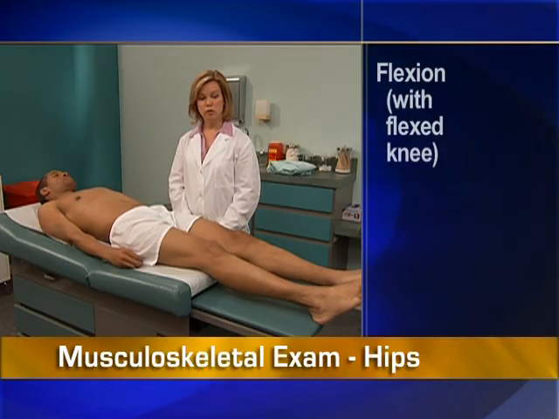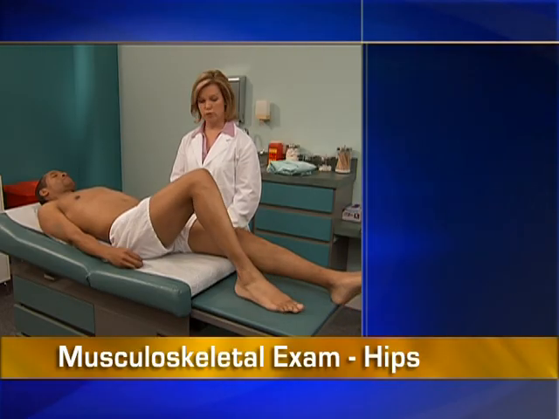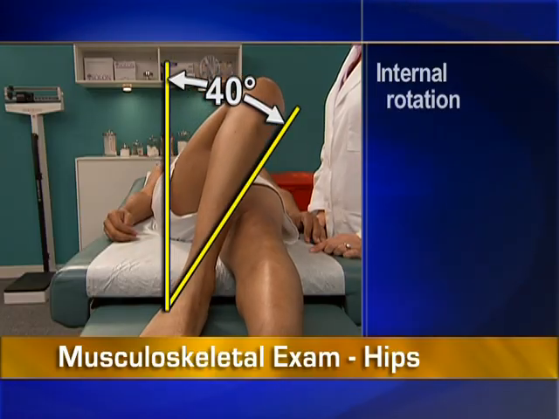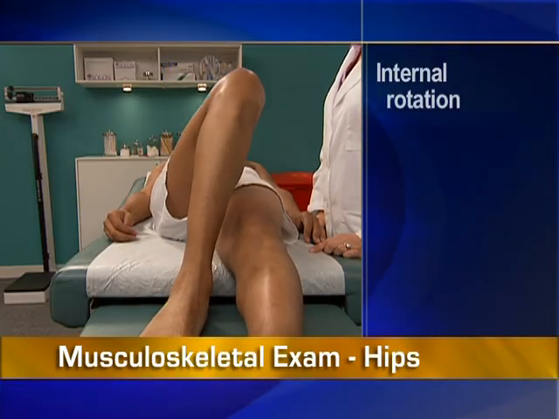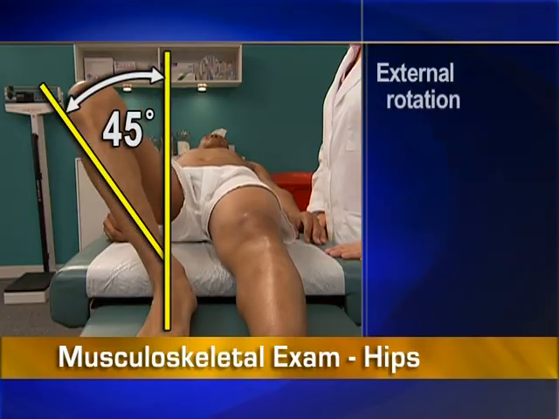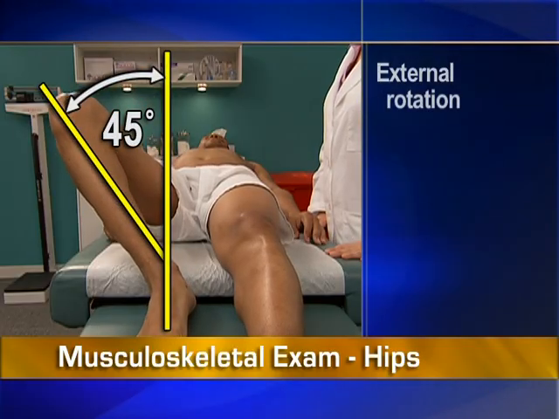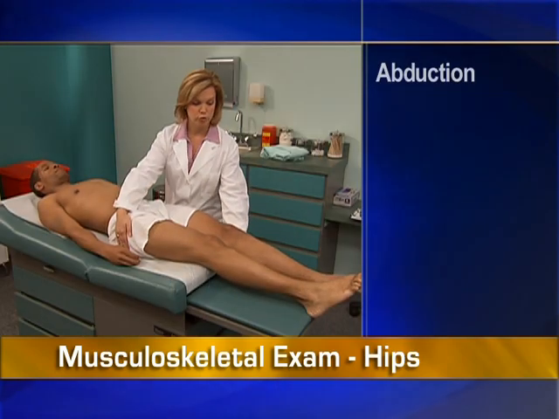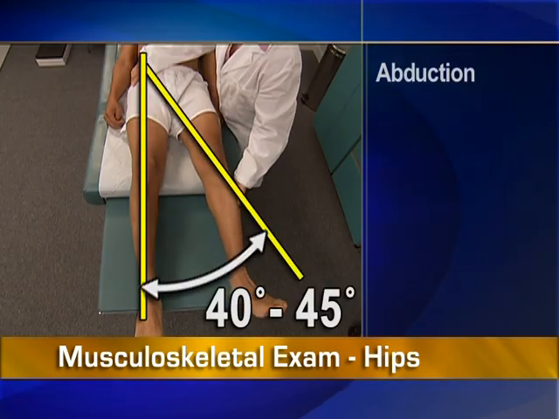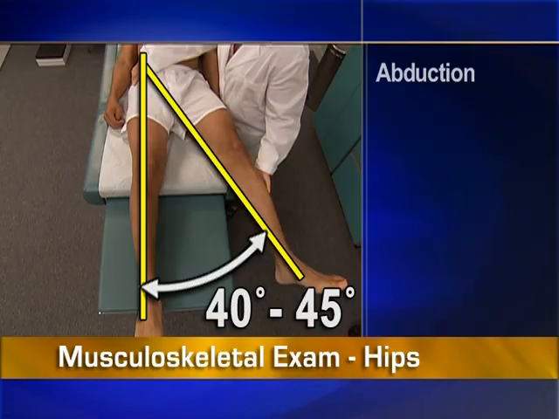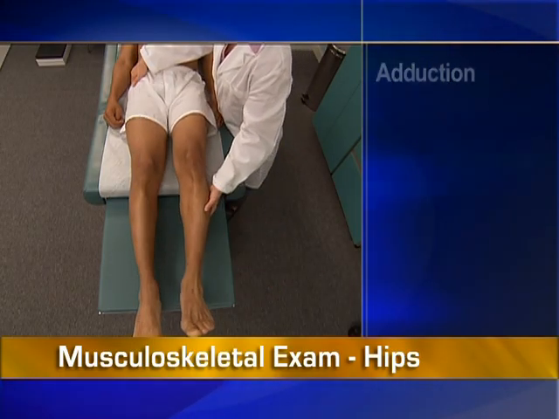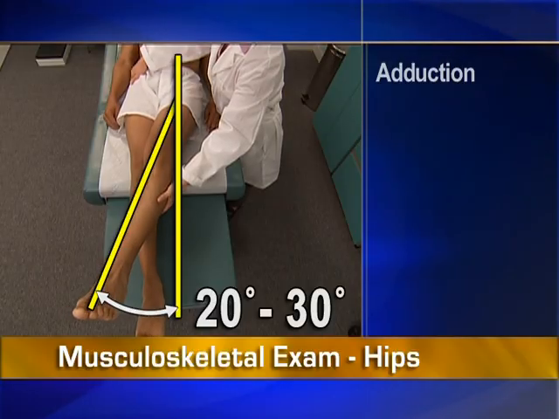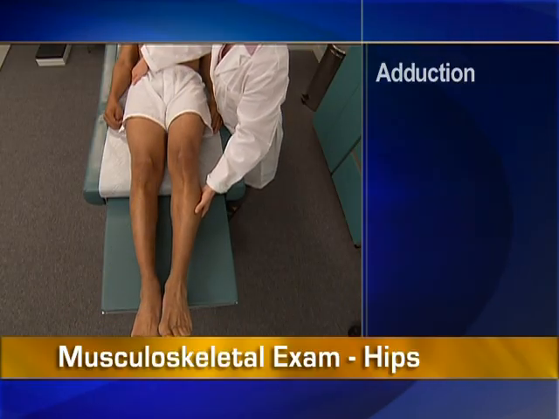Now I'd like to have you bend your right knee, put your foot flat on the table. Bring your right knee towards me. Internal rotation of 40 degrees. And now to the opposite side as well. External rotation of 45 degrees. We're going to lift your left leg, take it out to the side as far as it's comfortable. Abduction of 40 to 45 degrees. And then we're gonna take it across your body. And adduction of 20 to 30 degrees. Good. And you can relax. Good.